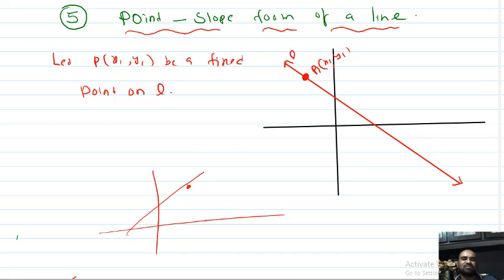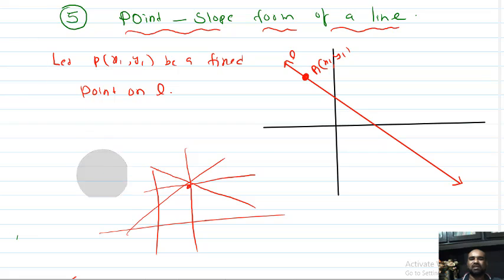You can run infinitely many lines. So this is one line, this is one line, this is one line. How to find its equation? All have different equations. If you want uniqueness, you should give another piece of information about that line. That information is already given, that is the slope.